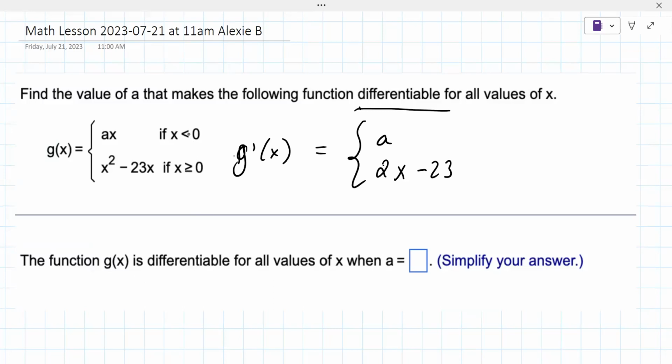In the first one, there's nothing to do. You just get A. In the second one, it's 2 times 0 minus 23. So A ends up equaling minus 23, like that.